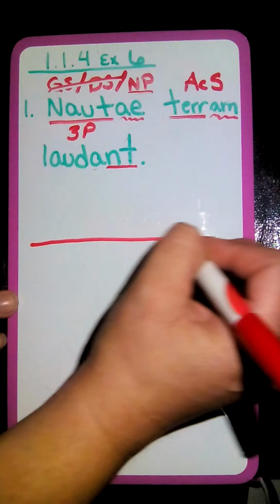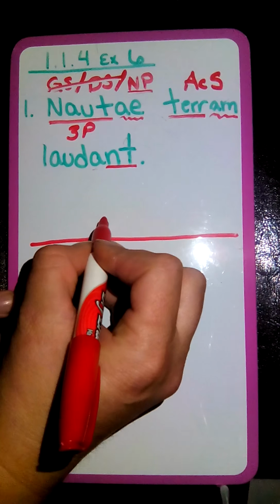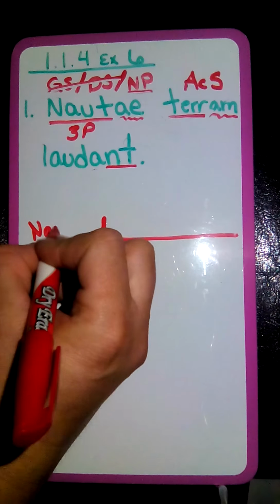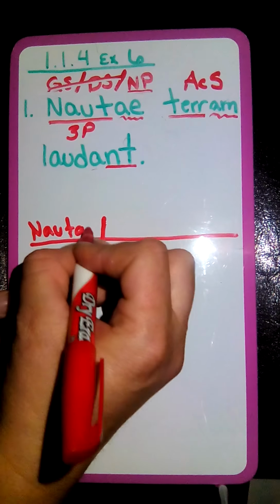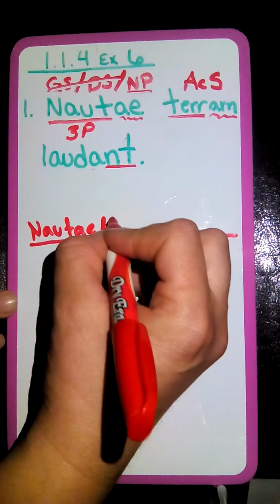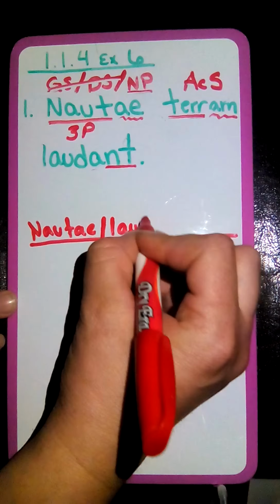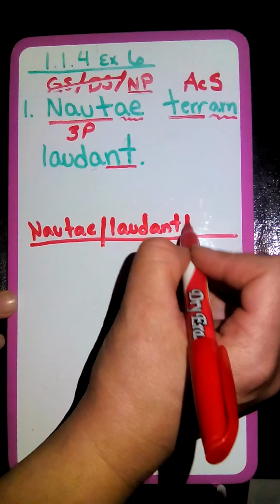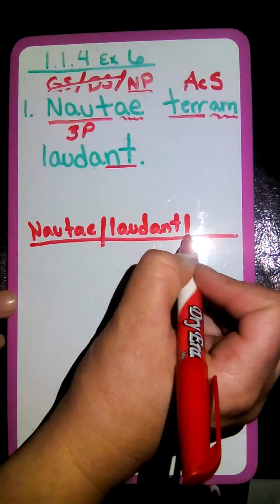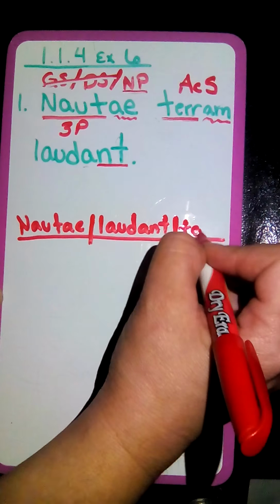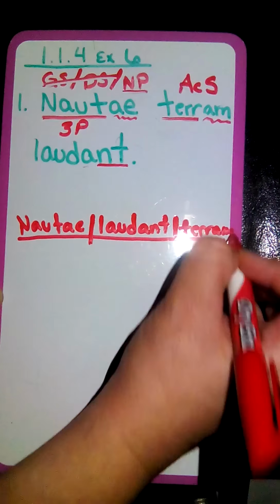So diagramming this, we're going to put our subject first, N-A-U-T-A-E, and then we have our verb, which is laudant, L-A-U-D-A-N-T. And after that, we have our direct object, with just a line that stops right here, and that will be terram.